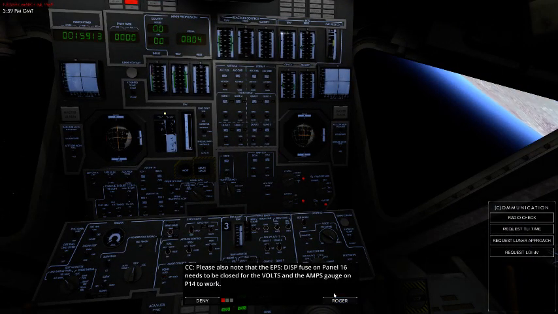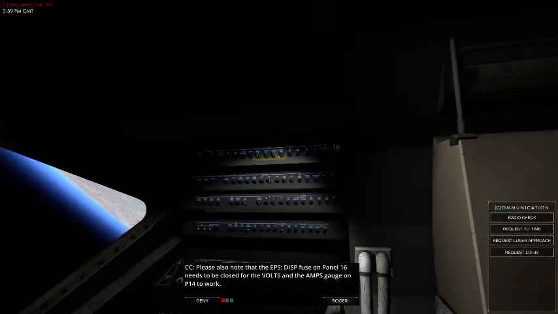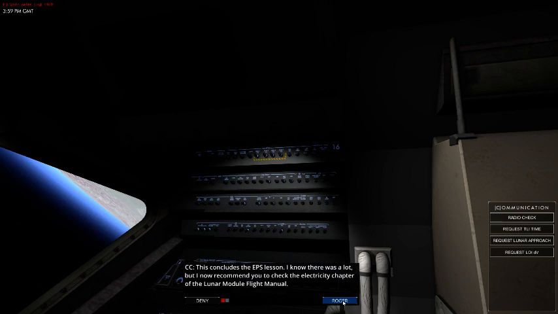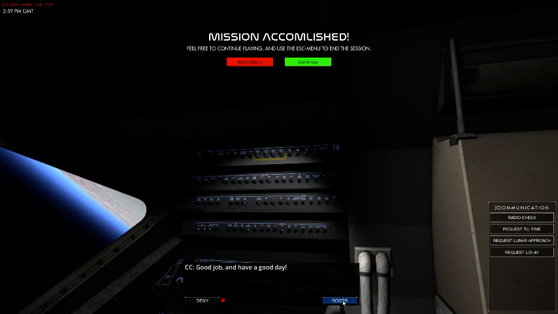So please note that the EPS disp fuse on panel 16 needs to be closed for the volts and amps gauge on P14 to work. This concludes this EPS lesson. I know there was a lot, but now I recommend you go and check the electricity chapter of the Lunar Module Flight Manual. Right, good job, have a good day.